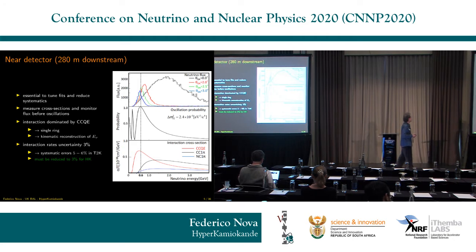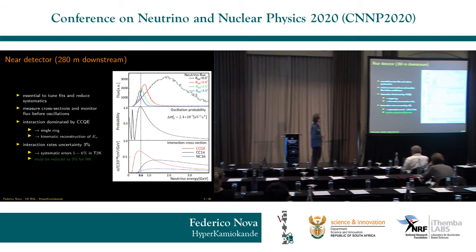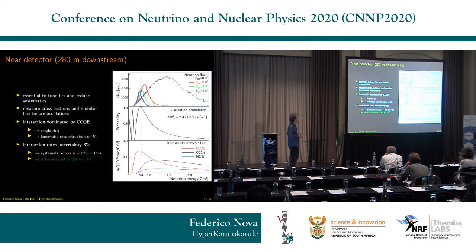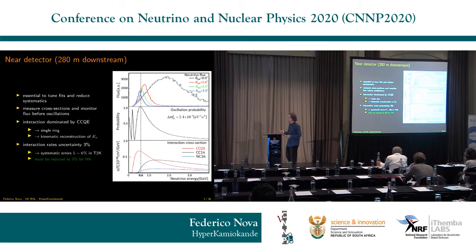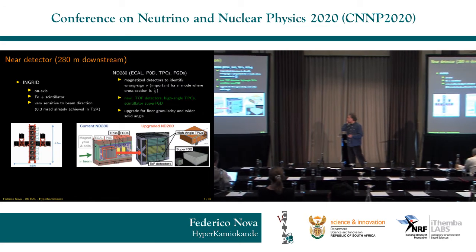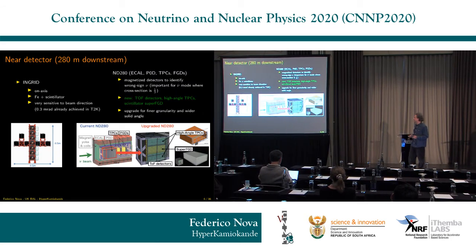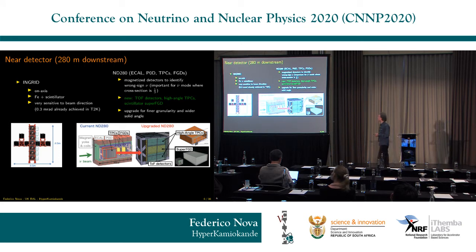oscillations have happened. So in T2K, the systematic error associated to interaction rates is around 6%, and we need to reduce it to 3% in Hyper-K in order to measure delta CP as well as we want. So several things are on the way in order to achieve this goal, and one of them is the upgrade of the Near Detector. So the Near Detector includes an on-axis detector that is this INGRID.